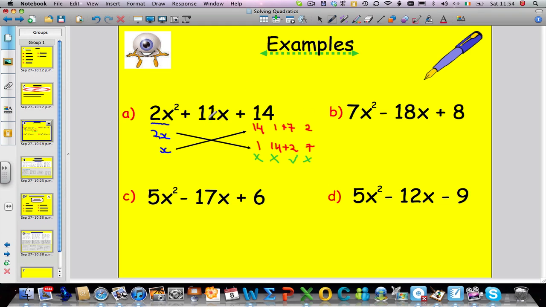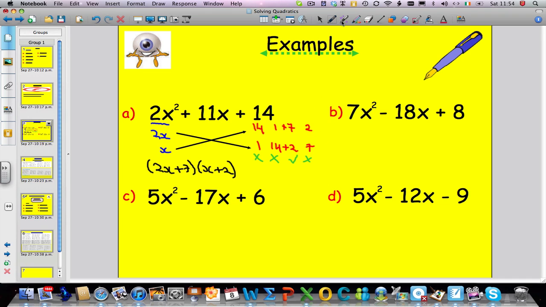Then we just write our factors down as per usual, but this is why we read them horizontally, so we read across. My factors are going to be 2x plus 7 and x plus 2. And again, if we expand that out, we will get this again. Okay? Right, that's the first example done.